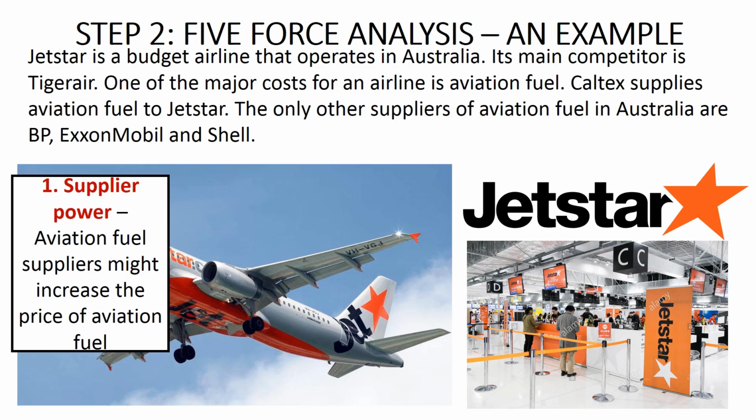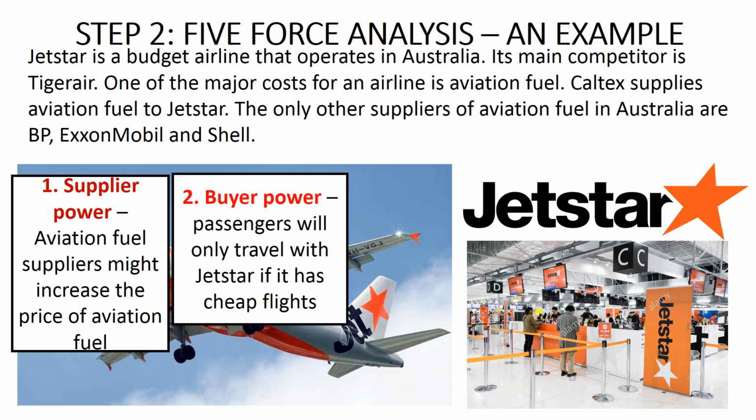The first force is supplier power. In this case, if our aviation fuel suppliers, that is Caltex, BP, ExxonMobil and Shell, increase the price at which they sell aviation fuel to airlines in Australia, then Jetstar will have little option except to pay that higher price. It has no one else it can buy aviation fuel from. So this is a case where supplier power is very high, with the result that Jetstar has quite low competitive power.